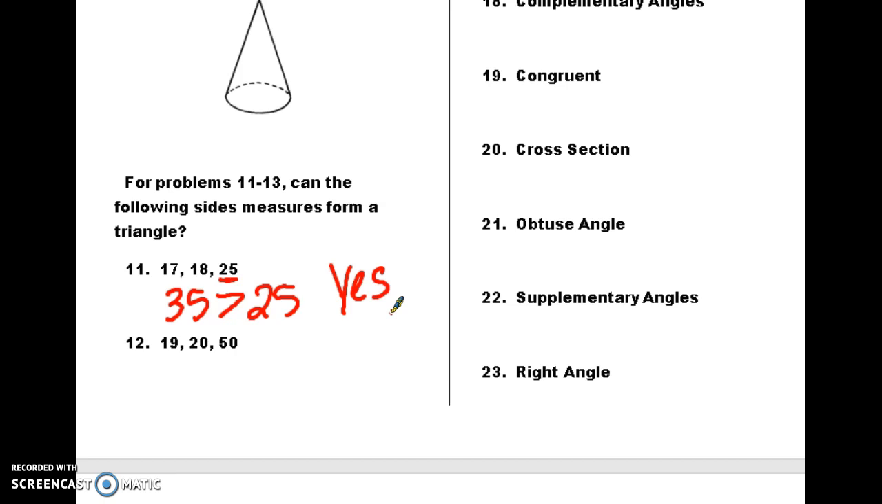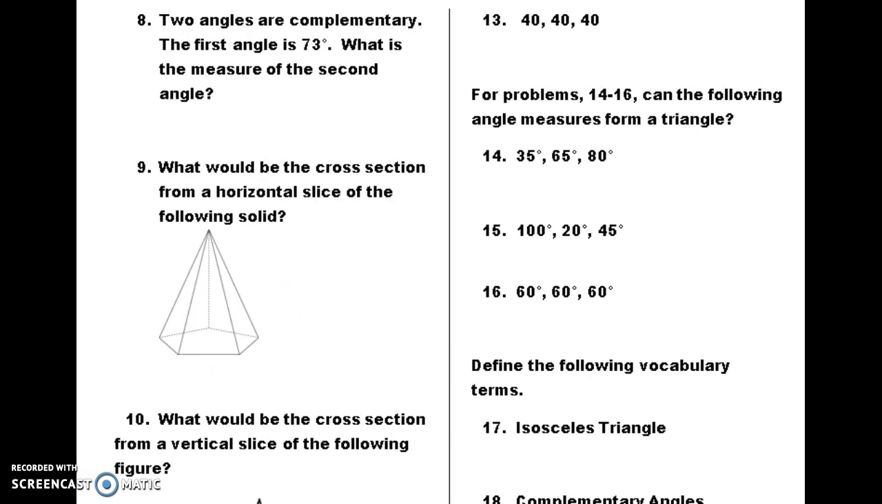Number 12, my biggest side is 50, so I'm going to add 19 plus 20, which is 39. 39 is not bigger than 50, so those three sides cannot form a triangle. For 13, all three sides are the same, so obviously that's going to be a triangle because 40 plus 40 is 80, which has to be bigger than 40. That is a triangle, and it's actually an equilateral triangle because all the sides are the same.